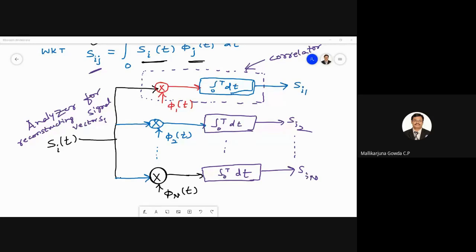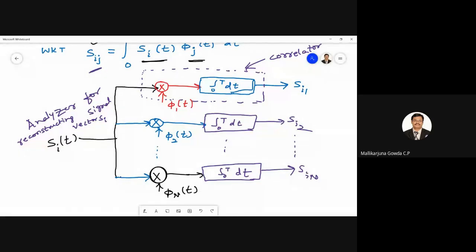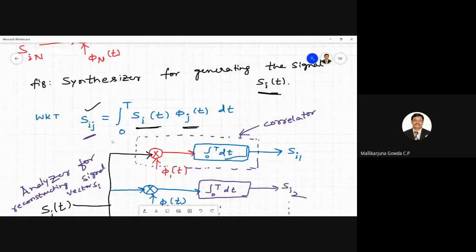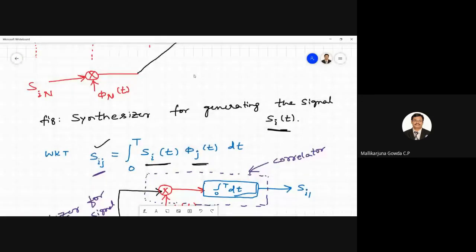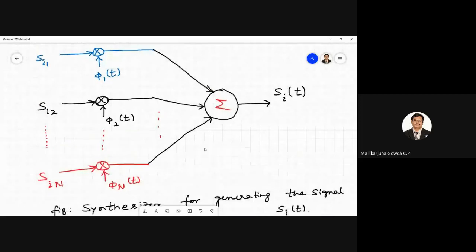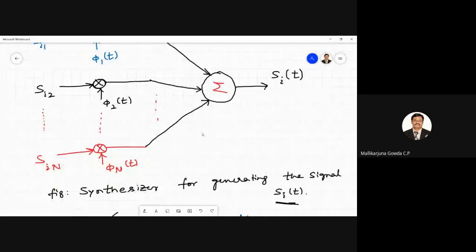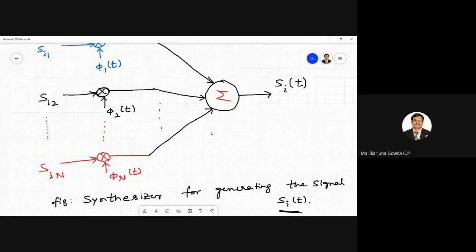So this is known as the analyzer. Earlier to this, I told about the synthesizer, right? Is it possible for any one of you to say what you understand from this synthesizer? It synthesizes the transmitted signal by a bank of n multipliers. That is what is called a synthesizer.